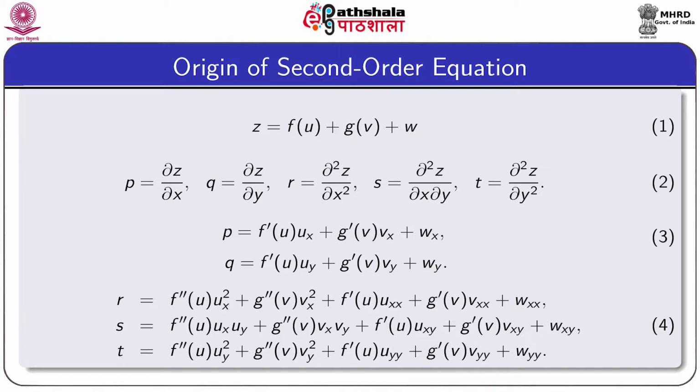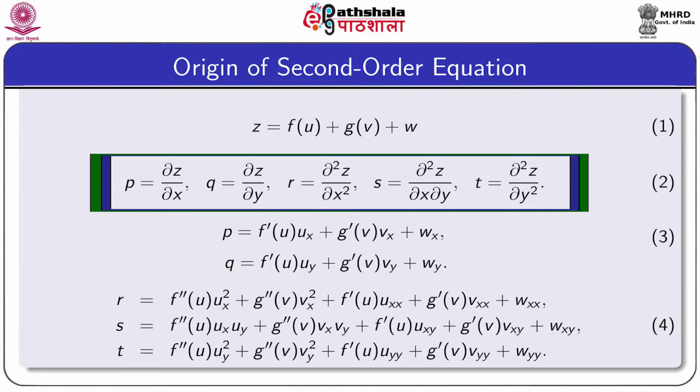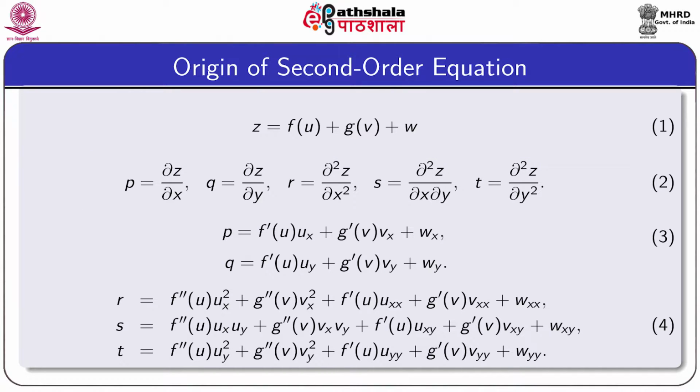In the entire discussion, we are bound to take 2 independent variables. So, here we have only 2 independent variables, which are denoted by x and y. Let small p be del z del x and q be del z del y, small r be del 2 z del x square, s be del 2 z del x del y and t be del 2 z del y square. These are the standard notations which are used in the theory of PDE.